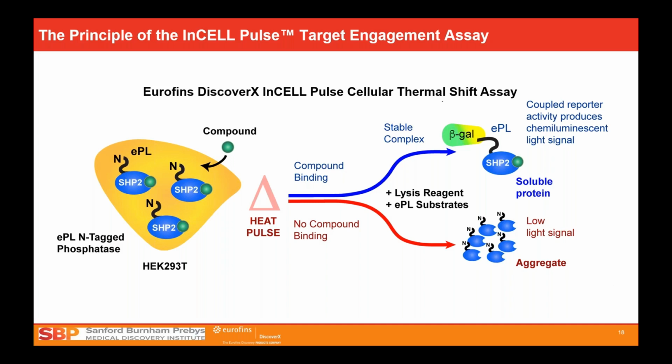But in the presence of a compound, this will actually stabilize the protein to some degree. And then due to the fact that it has an EPL tag, it can engage with the beta-galactosidase and do its coupled reporter activity and produce a chemiluminescent signal. So this is the specifics for our particular target.